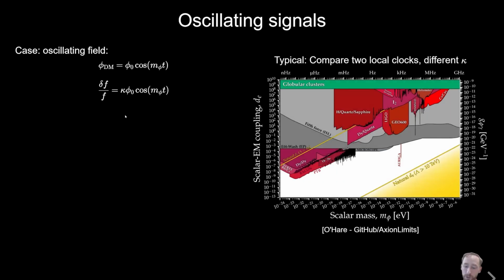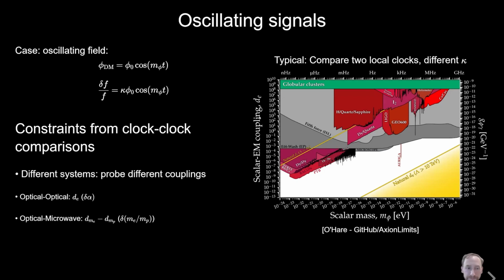So, for example, what you typically do then is compare the frequencies of two different atomic clocks. Of course, you have to compare the frequencies of two atomic clocks so that you can have an observable to actually look for. Here's an example of the coupling to electromagnetism. This is the one that gives effective variation in the fine structure constant. From comparing different clocks, as long as they have different sensitivity to the fine structure constant, you can have access to this coupling.